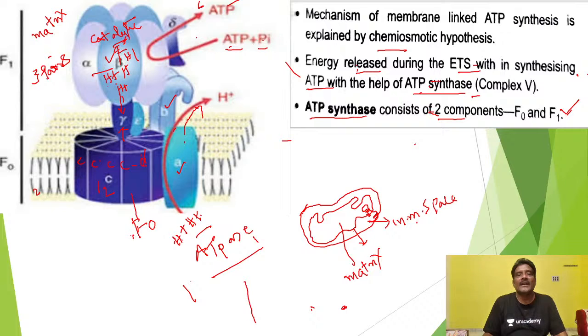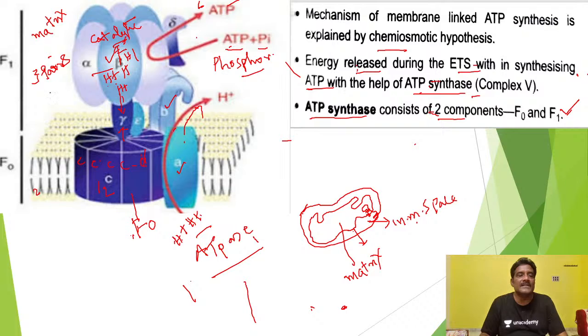Inorganic phosphate will be added to ADP. That is what is called the phosphorylation process. But this happens in the presence of oxygen, so it is called oxidative phosphorylation. Do you understand now how ATP molecules are synthesized?